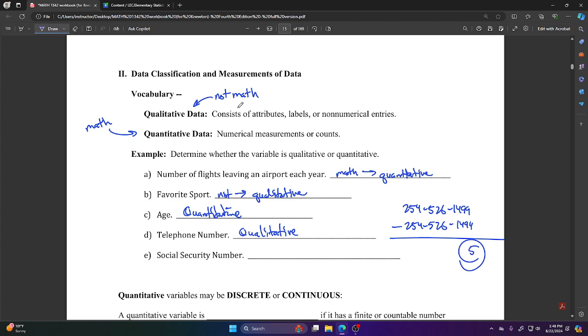Right? Like, that doesn't make sense. So that's why none of that makes sense. That's why it's qualitative. This telephone number is actually kind of like a label or a name. There's no real math there, even if it uses numbers. Social security number. What do you think? Qualitative in light of that, yeah.